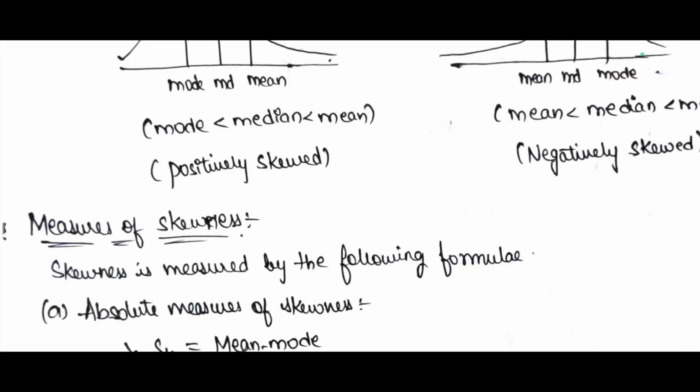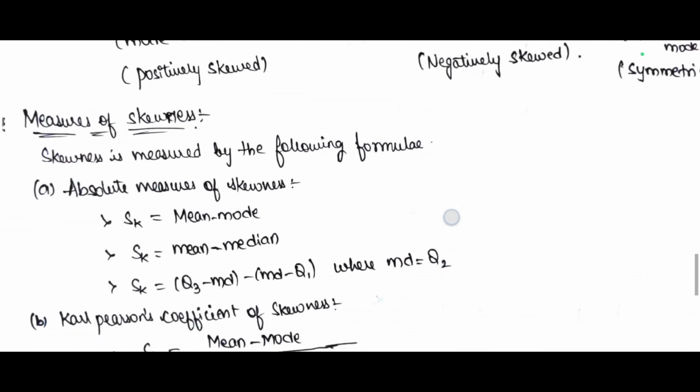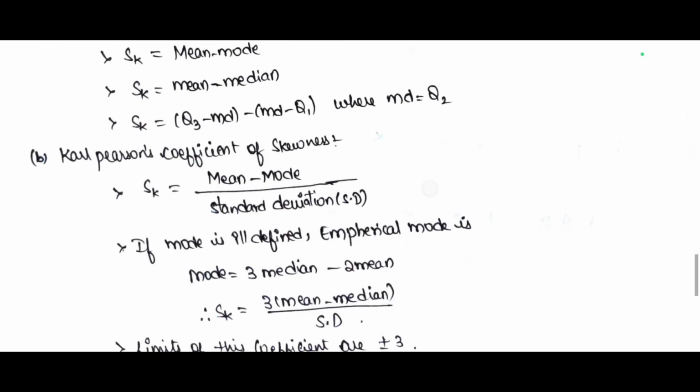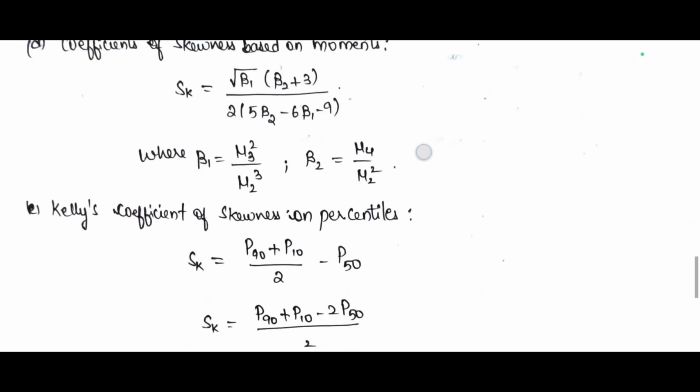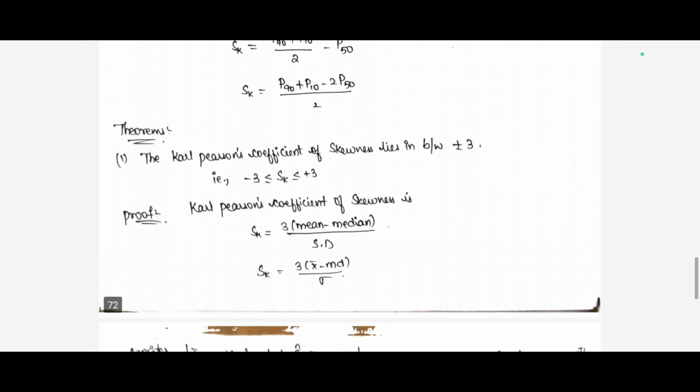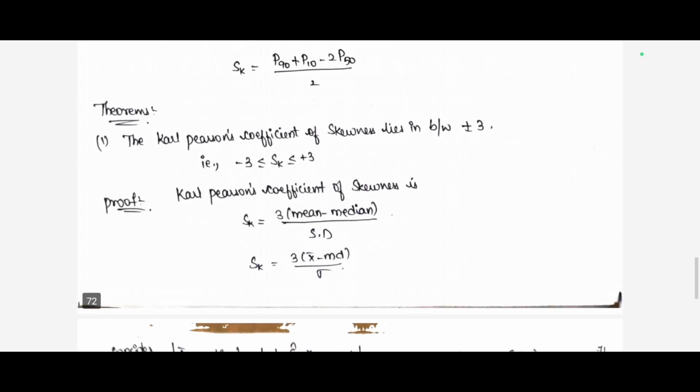In this class, we are going to discuss the limits for the Pauli coefficient of skewness and also the Karl Pearson coefficient of skewness. You can see the formulas here. The Karl Pearson coefficient of skewness lies between plus or minus 3. That is, minus 3 is less than or equal to SkP, which is less than or equal to plus 3.